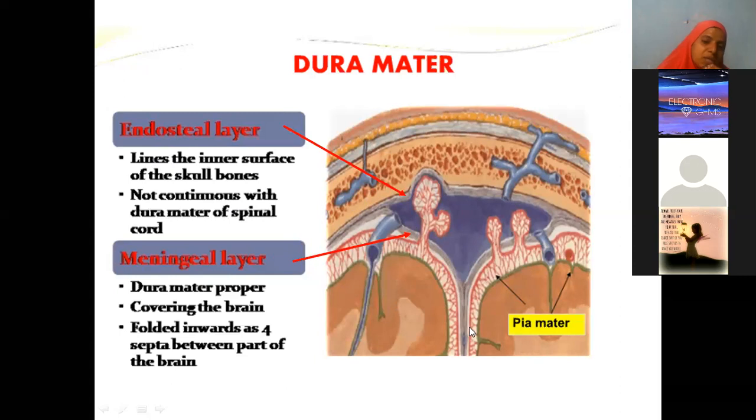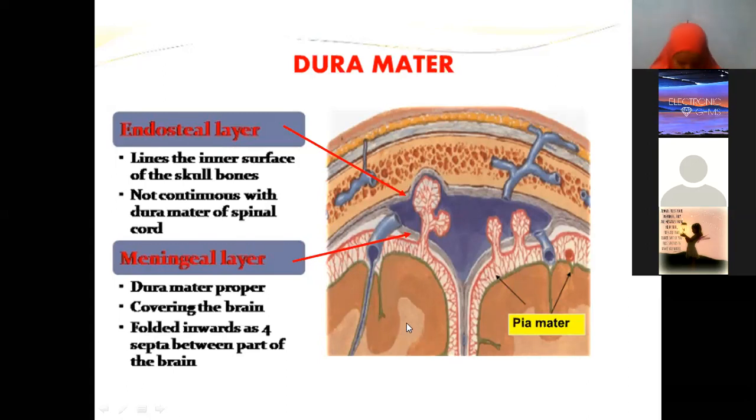And of course it folds also. Do you remember we have certain partitions between the two cerebral hemispheres? Corpus callosum is the connection between the hemispheres, that is the white matter of the brain. But we are talking about meninges now. We are still in the coverings of the brain. Between the two cerebral hemispheres, there is a fold of dura mater. That is the falx cerebri.